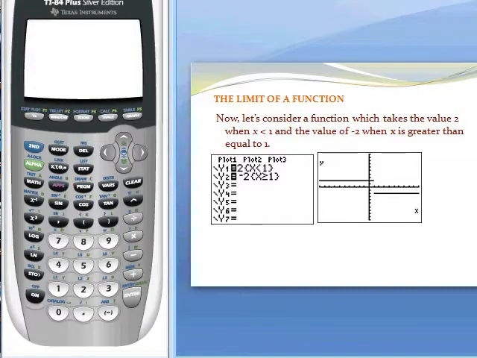Now we are going to look at how we can take limits of step functions: a function that does something in an interval and something else in another interval. It is a little bit tricky to enter those things, so I'll just show you how it's done. Let's say we are thinking of a function where y is 2 when x is less than 1, and y is negative 2 when x is greater than or equal to 1.